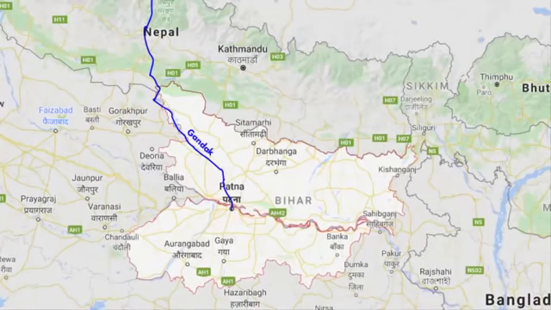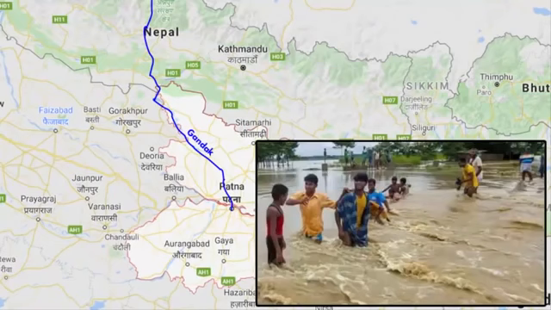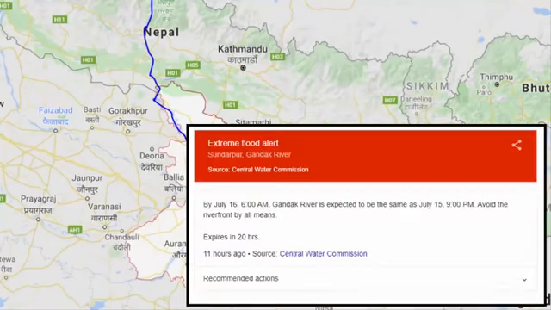Now that you have understood the flowing pattern of Gandak River, many nearby villages are flooded when the Gandak River overflows. Even the meteorological department issued an alert regarding its overflow.